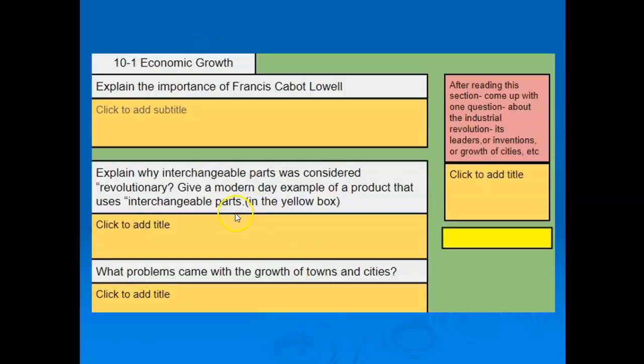All right, let's look at this next one. So right here in the middle, explain why interchangeable parts were considered so revolutionary. And then try and give an example of a product that uses interchangeable parts today in the yellow box. Hopefully you didn't put just a screw and a nut. I saw that too many times on too many presentations. If you look around your home and things like that, something that's made up of moving parts obviously has interchangeable parts. Something breaks on it, you just get a new one.